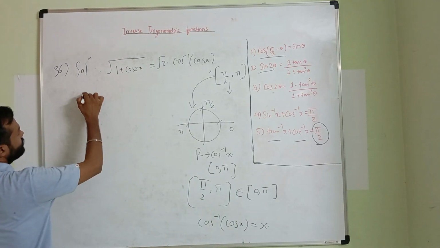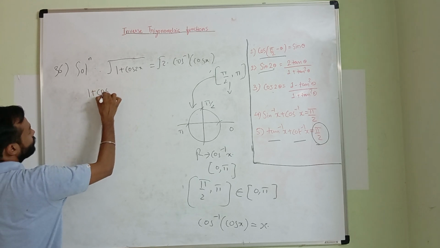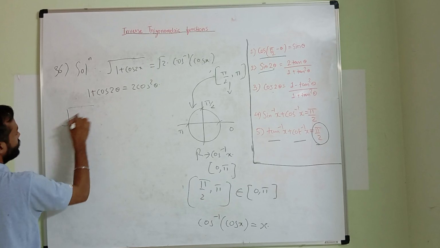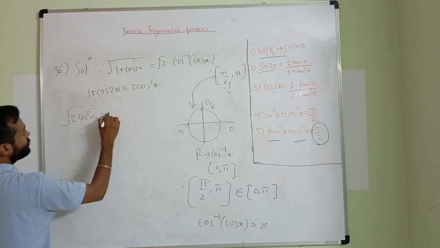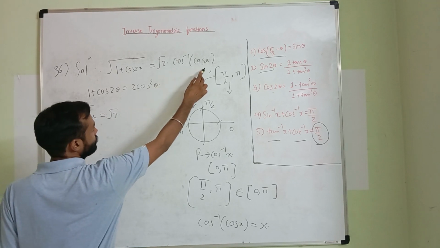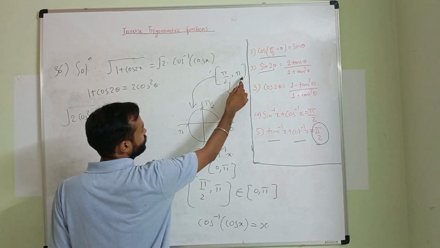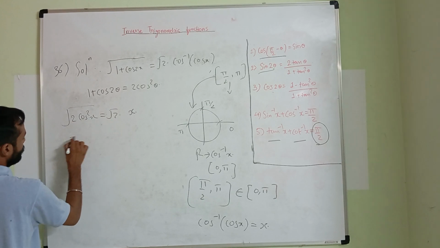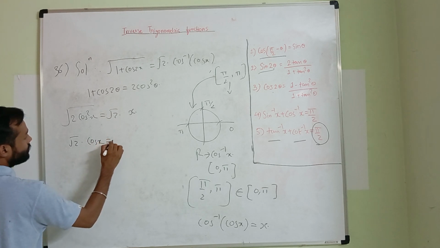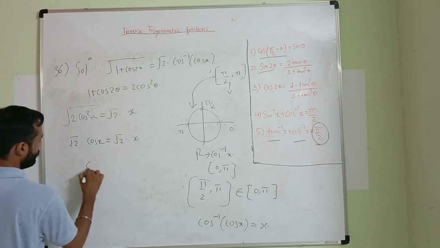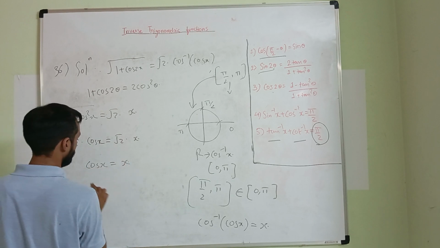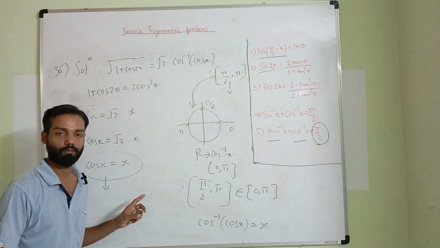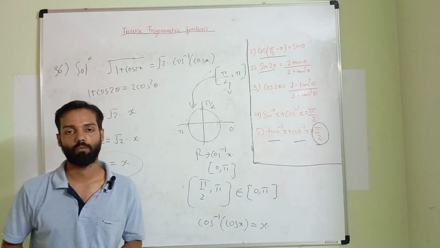Now solving the left hand side, we know 1 plus cos 2 theta is equal to 2 cos square theta. So writing this, we will get 2 cos square x equals under root 2 of, in place of cos inverse of cos x, since the range is given pi by 2 to pi, we can write x. So this will be under root 2 of cos x equals under root 2 of x. So finally we will get cos x equals x. Now we are unable to solve this, so we will not get any real solution for our particular problem.